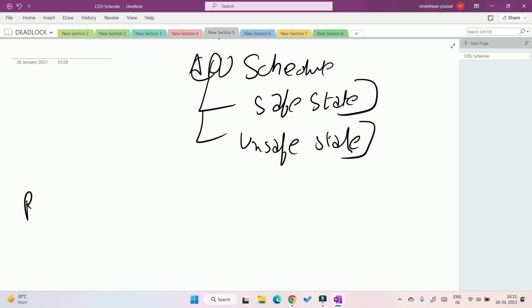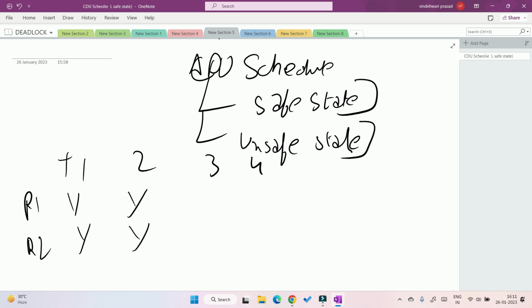Suppose there are two resources, R1 and R2, and four threads, T1, T2, T3 and T4. T1 needs both of them, T2 needs both of them, T3 needs one of them, and T4 needs none of them. So how will the CPU schedule if two processes can run simultaneously? What will the CPU do? The CPU can't run T1 and T2 simultaneously, because both of them need the same resource.